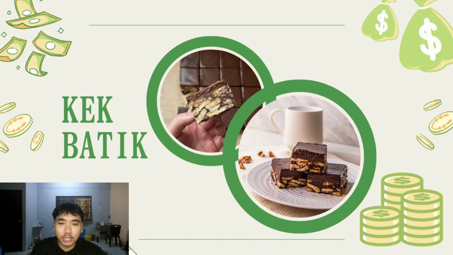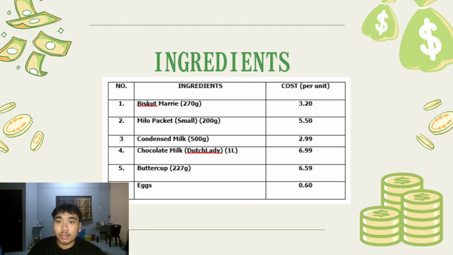So let's move on to the ingredients and cost. To produce cake batik, we use several main ingredients. This includes Mary biscuits, Milo packet, concentrated milk, chocolate milk, butter, and eggs. All of these ingredients are easy to find in supermarkets and are affordable. These ingredients contribute to the rich chocolate flavor and soft texture of the cake. The total cost of ingredients per tray is estimated and will be used to help us determine the selling price. By controlling the ingredient cost, we can ensure that the product remains affordable while still making a profit.